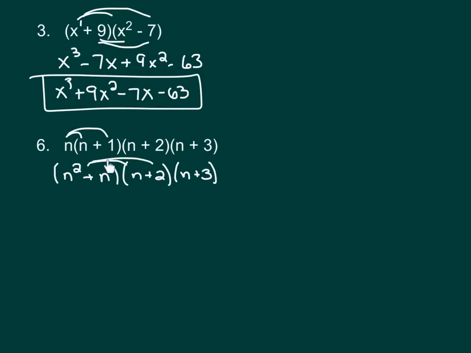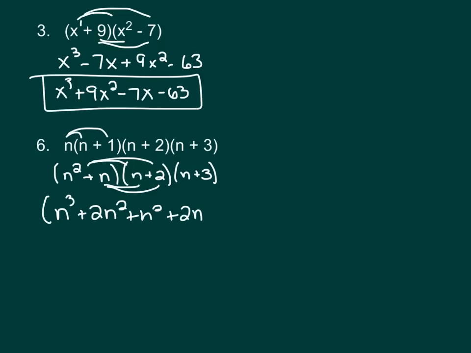So n squared times n, again, you add the exponents, so it gives you n cubed. And then n squared times 2 is positive 2n squared. And then distribute the n to both terms. So n times n is positive n squared. And then n times 2 is positive 2n.